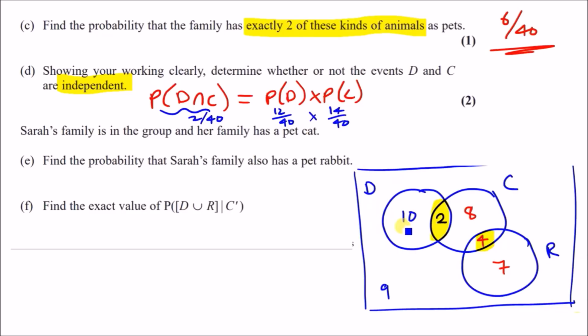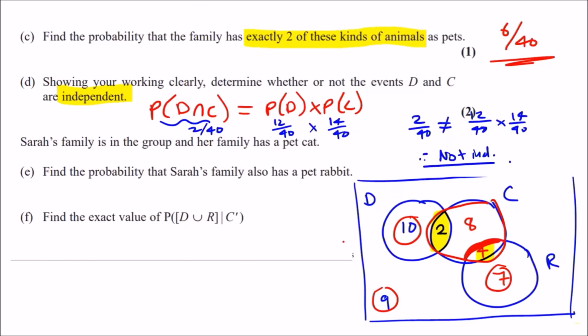Now, you just have to do the maths here, yeah? So just doing the maths quickly, you'll realize that 2 out of 40 does not equal 12 out of 40 times 14 out of 40. If you went ahead and simplified this, because they're not equal, this implies that D and C are not independent. And that's your conclusion. Okay, so moving on to part E and F.